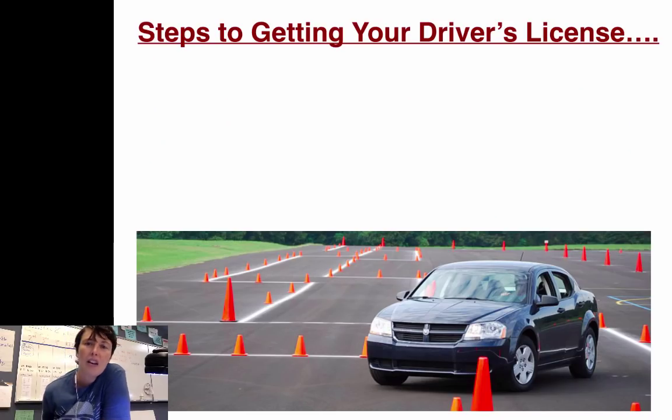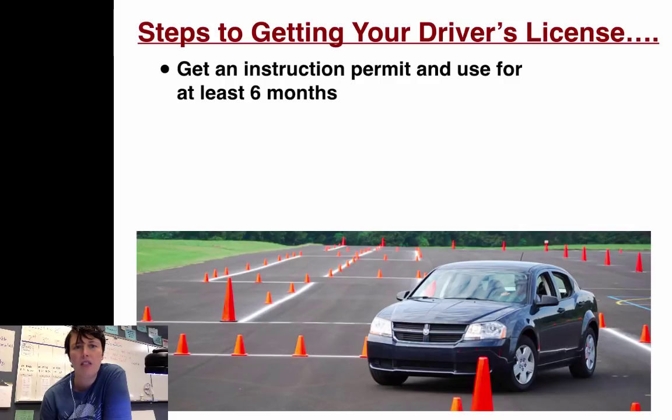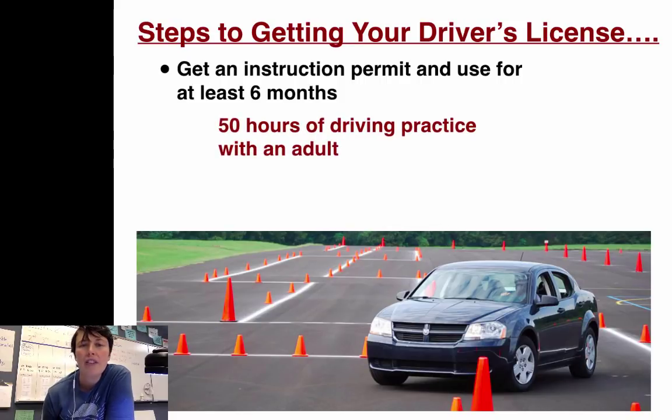So if you're curious, how do I get my driver's license? Here are the steps. First, you got to get what's called an instructional permit. It's a practice license that you have to use for at least 6 months. So you get that practice license, and then you go out and you do just that. You practice. You have to have 50 hours of driving practice with an adult in the car with you. So you have to kind of get your driving time in. Drive with your mom, drive with your dad, drive with your uncle, drive with grandma, and get your practice hours in.